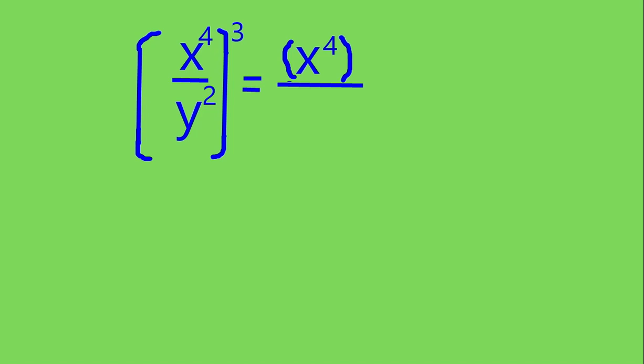For this example, we have x raised to the power of 4 divided into y raised to the power of 2. And both variables are raised to the power of 3 outside the bracket. To solve, what do you think we need to do? Well, we need to multiply the powers of x and y by the power that they are being raised to outside the bracket.